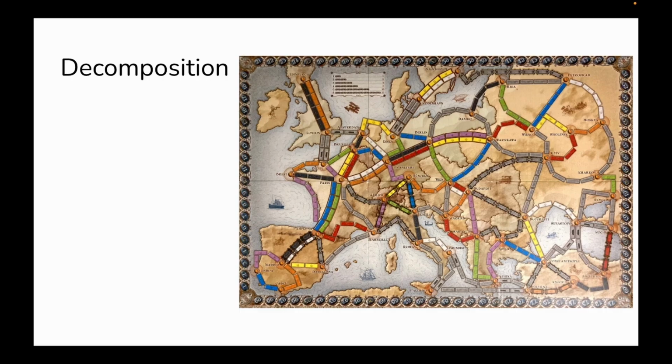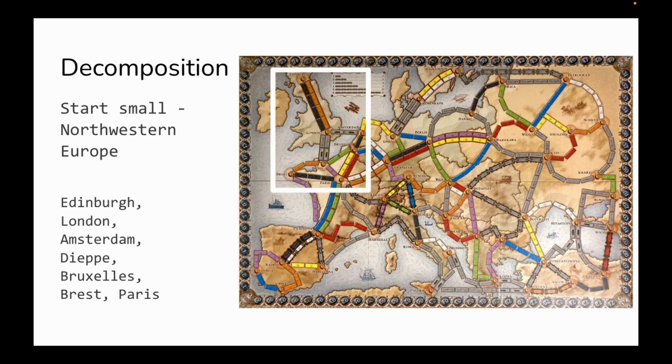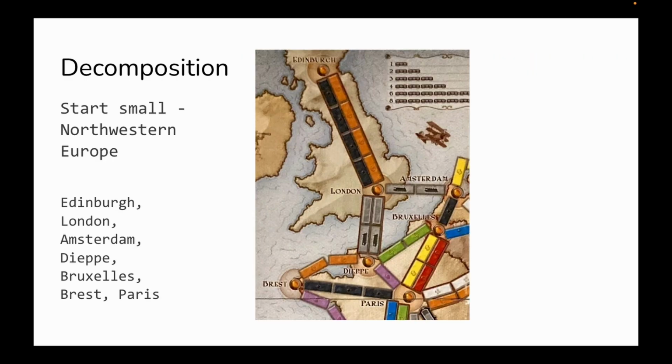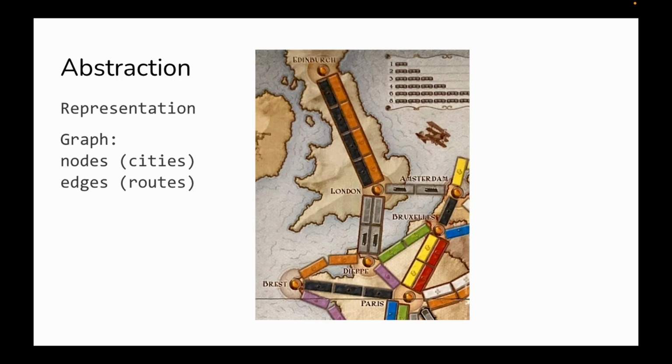First is decomposition. We wanted to look at the shortest distance between cities. We started small, just 7 cities in northwestern Europe. We decomposed a bigger problem into a smaller one. Here's just a smaller version of it without the other part of the map.